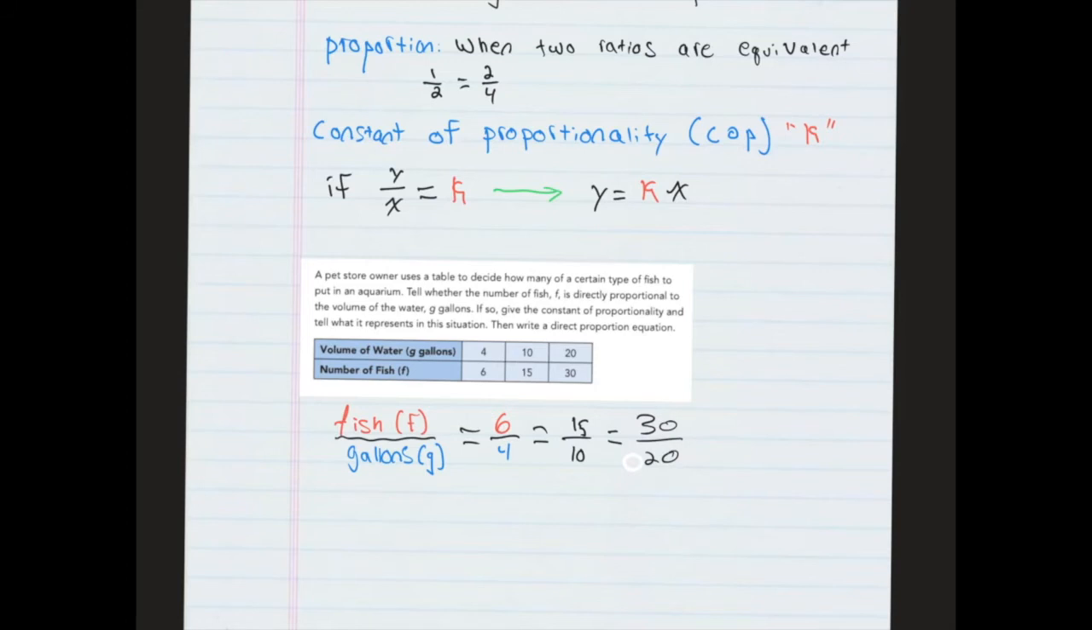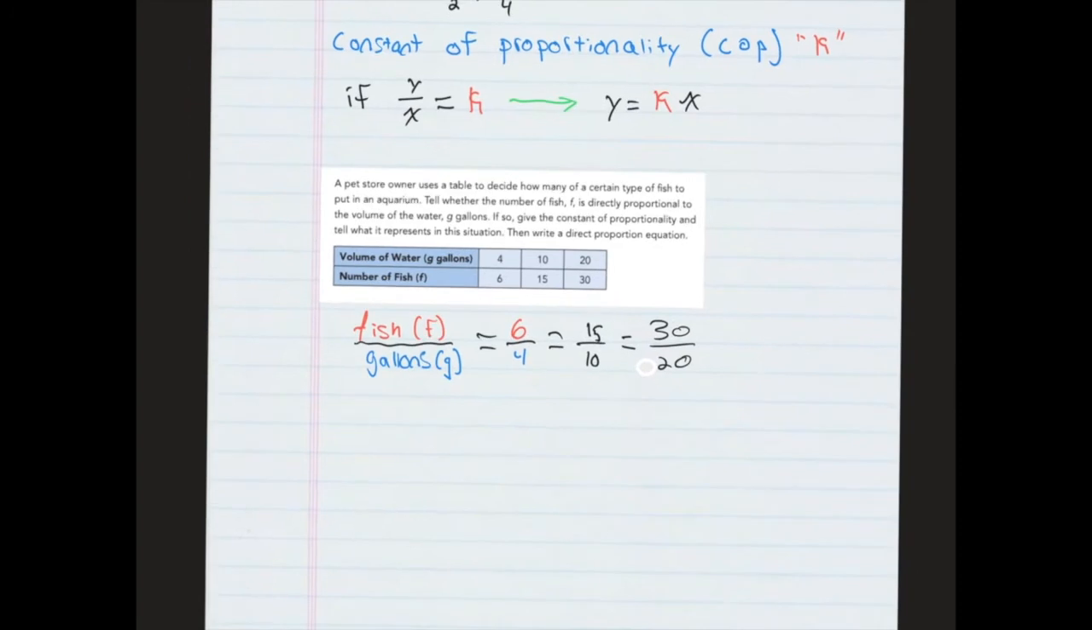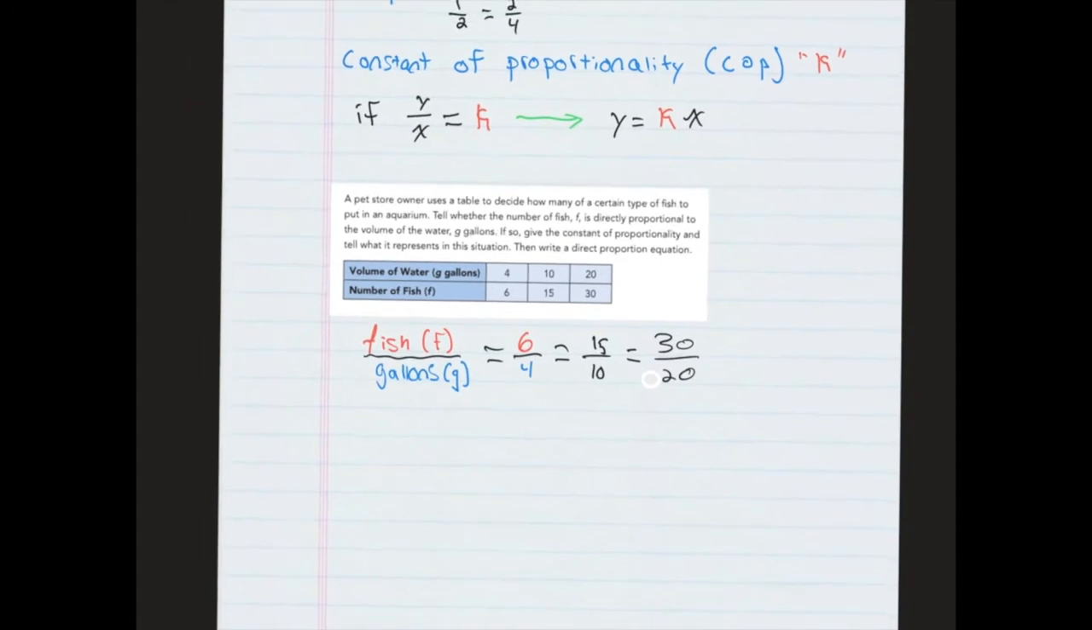So in each case, all of these, if I were to reduce this fraction, 6 over 4, right, is 3 halves. This is 3 halves. This is 3 halves. Okay, which is also equal to 1.5. Okay, what they reduce to, that's what our constant of proportionality is. Okay, or our COP.